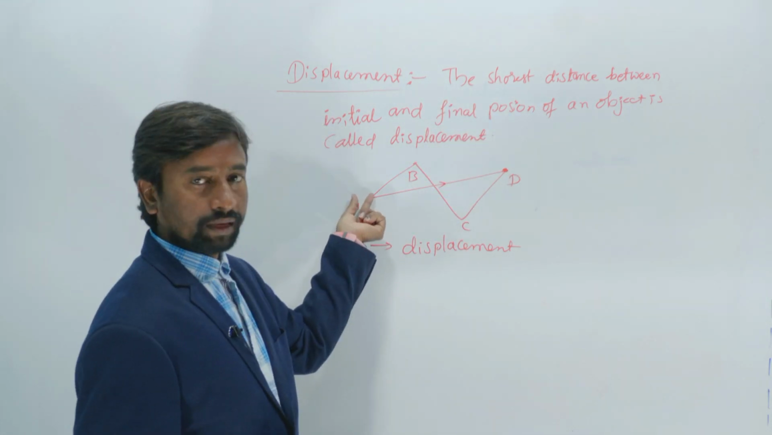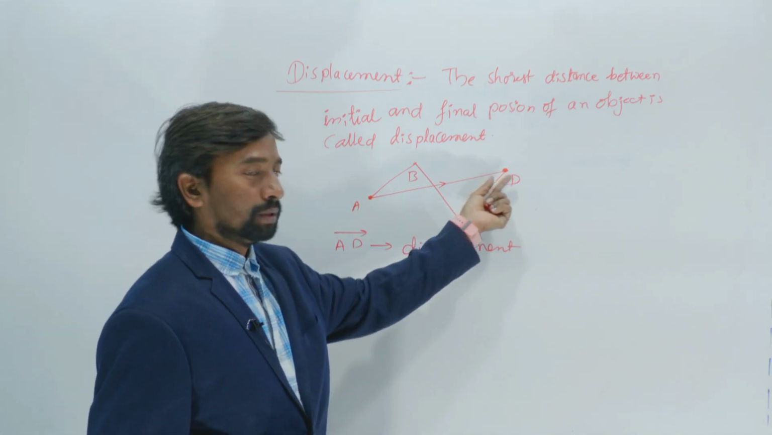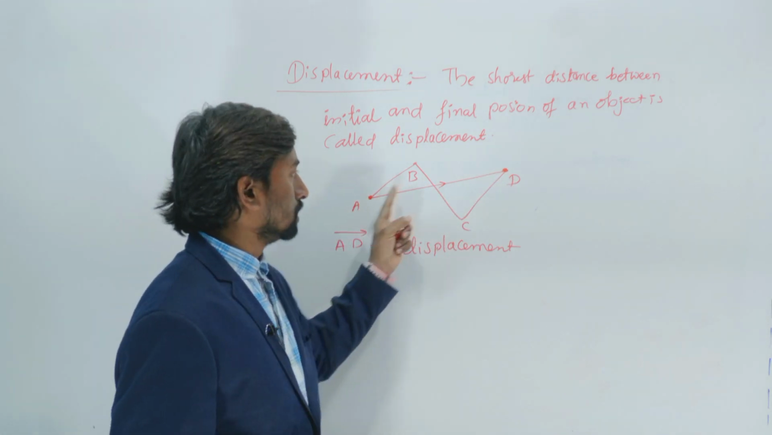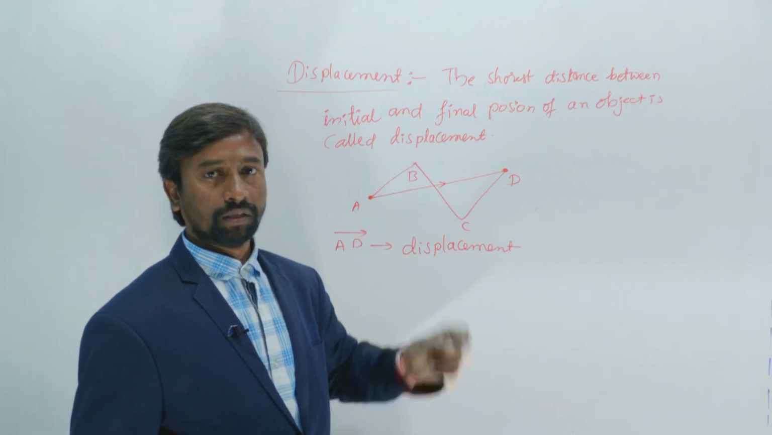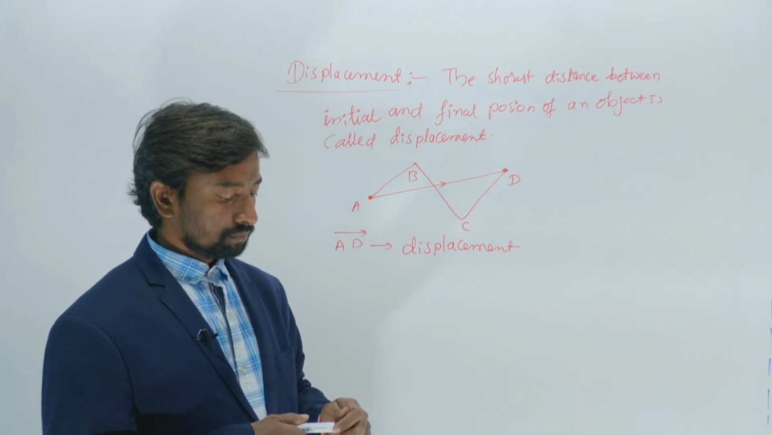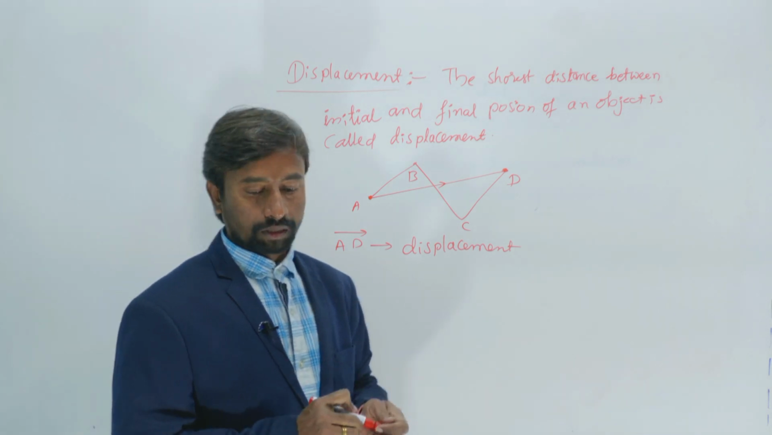A is the initial position and D is the final position. So the distance between the initial and final position is AD, and that will be in a particular direction. So that is called the displacement.